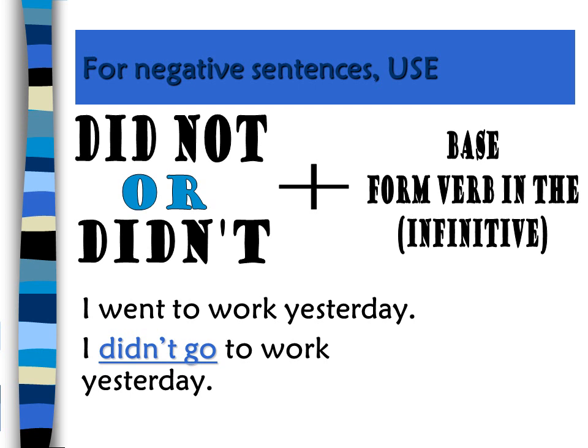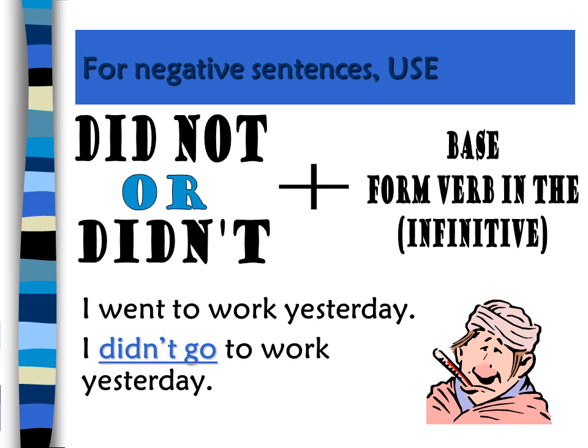Whenever you have did, we use it in the negative and in the interrogative form, the question form. So whenever I have did, it should be followed by an infinitive form of the verb, the base verb. I didn't go to work yesterday. You can see in the picture, the man is sick. Maybe he has a fever.